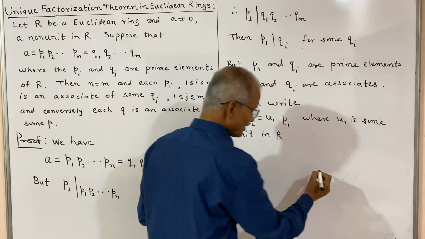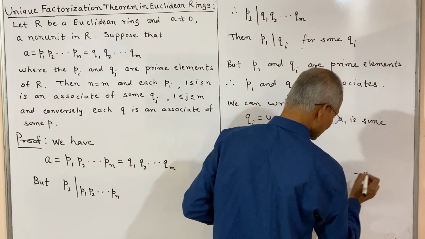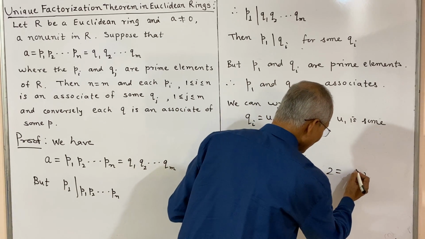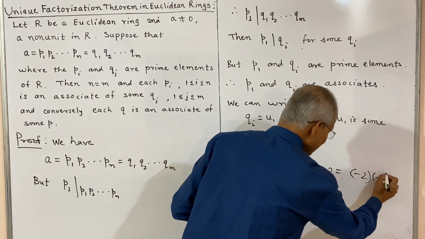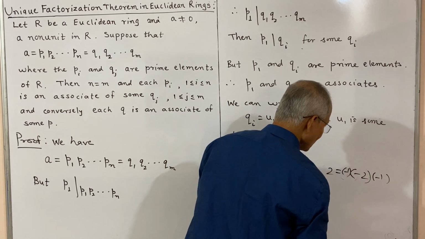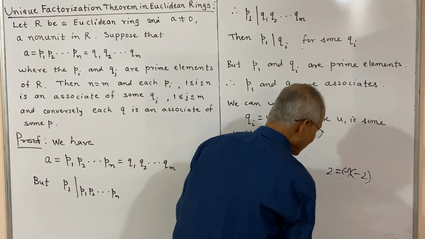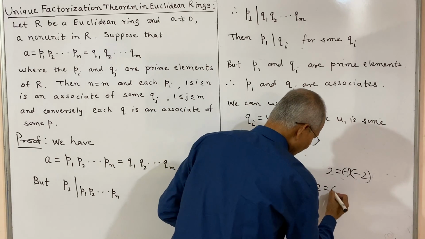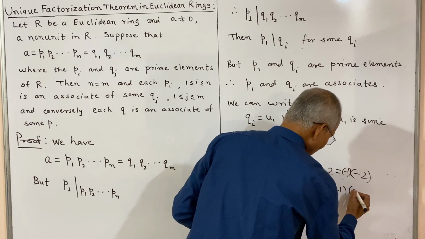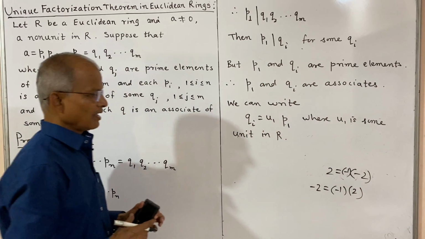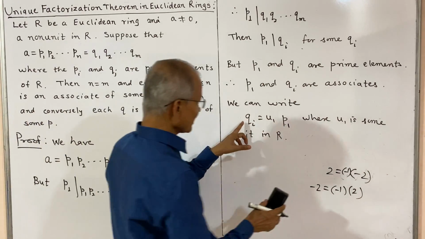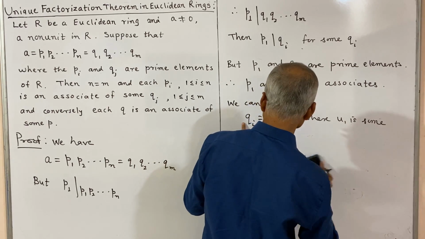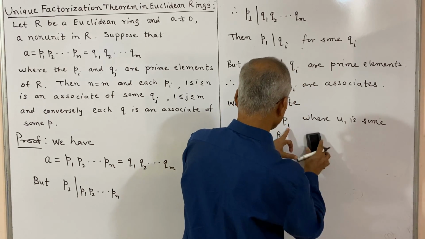Just as 2 and -2 are associates of each other, we can write 2 is equal to -2 into -1, or -1 into -2, or we can write -2 as -1 into 2, like this. Therefore we can write Qi is equal to U1 into P1.